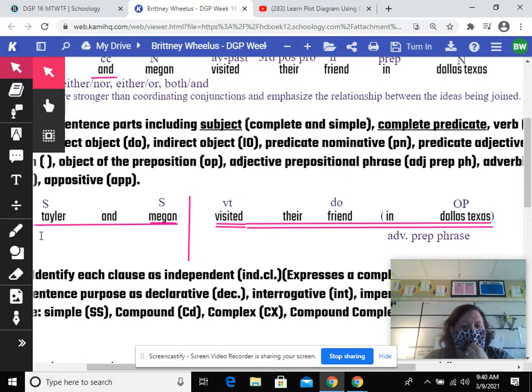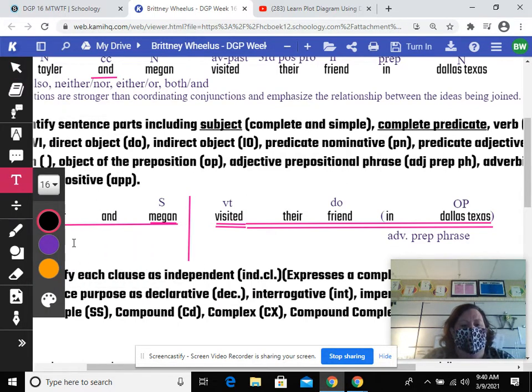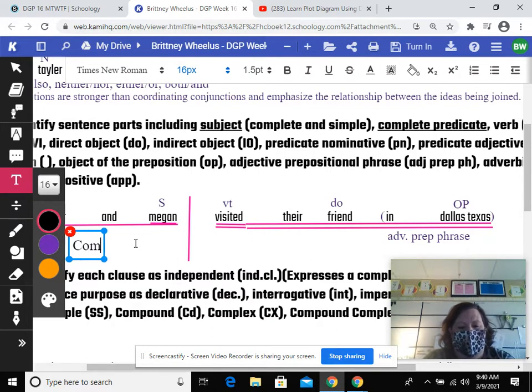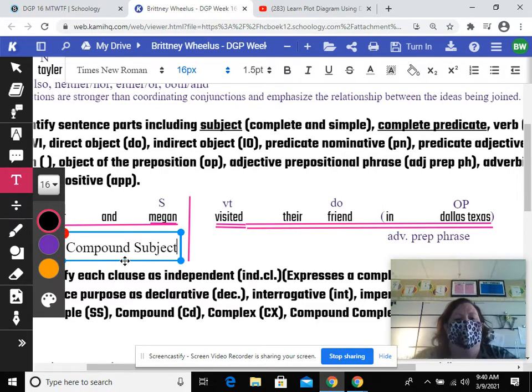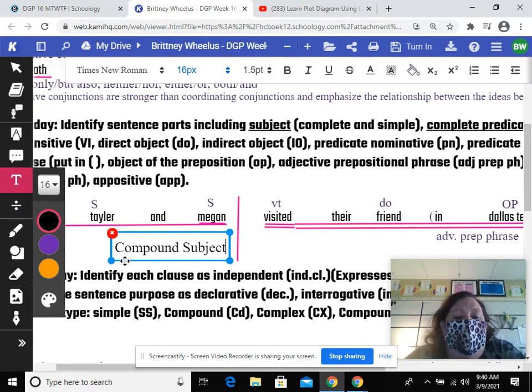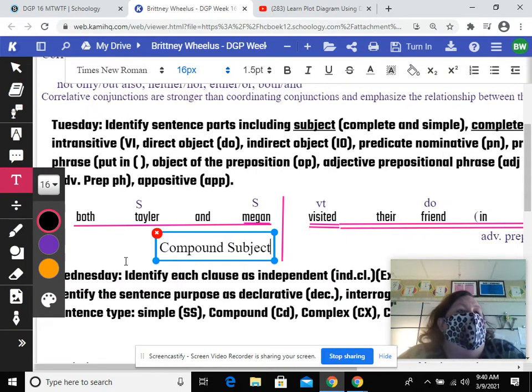And I may actually type that in down there. Okay, compound subject. All right, Taylor and Megan, compound subject. We're going to underline both Taylor and Megan one time and write an S above Taylor and an S above Megan. Now, I drew a vertical line down in between Megan and visited.